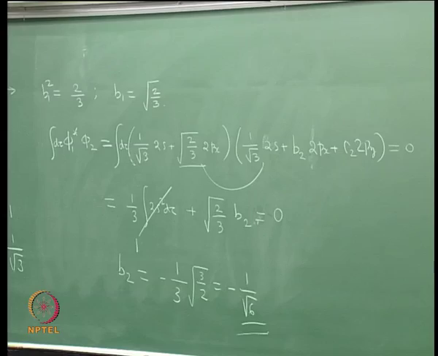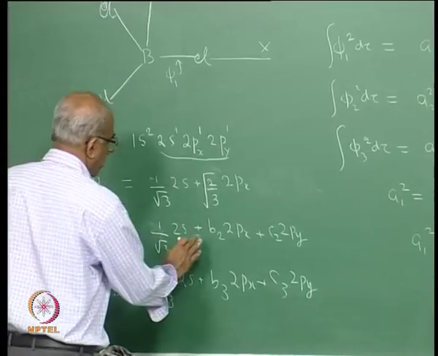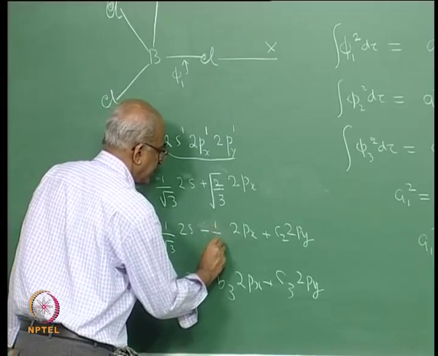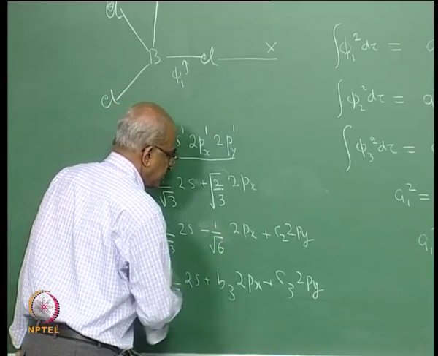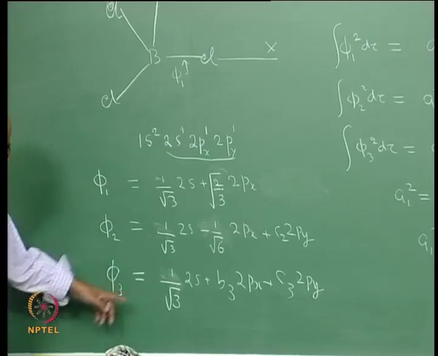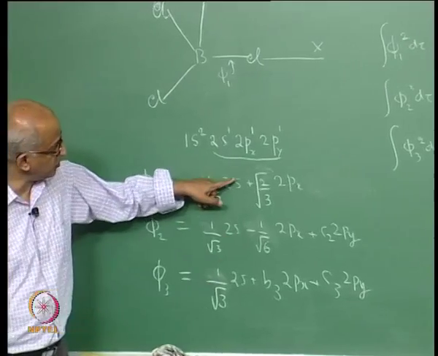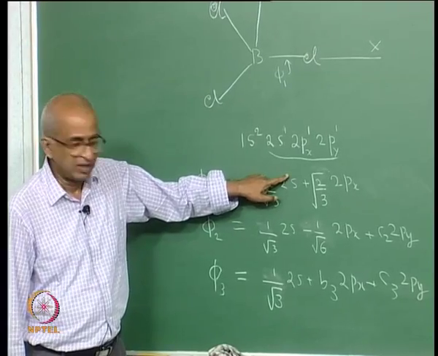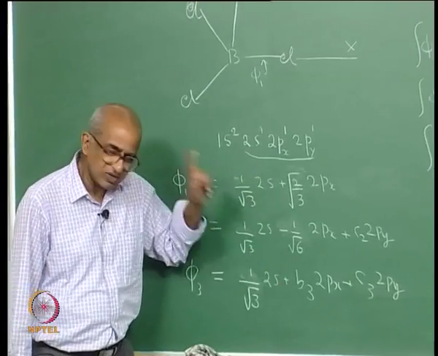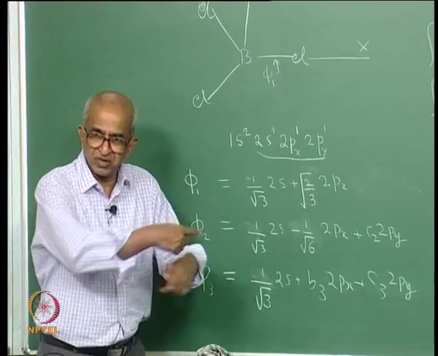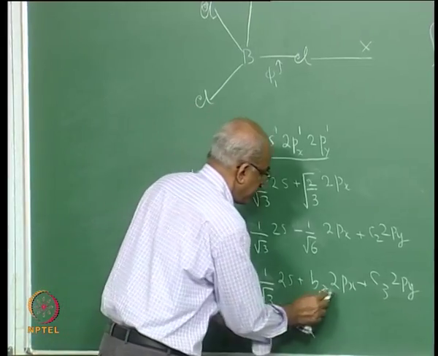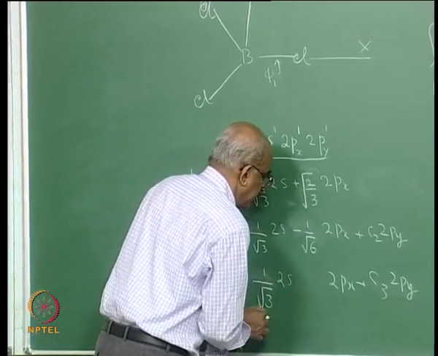Right? And hence I will now substitute for B2. This is actually minus 1 by root 6. Now, this last orbital also should be orthogonal to this, correct? And that implies that this B3 also must be equal to the same number. You can proceed in exactly the same fashion. You will find that this must be equal to minus 1 by root 6.